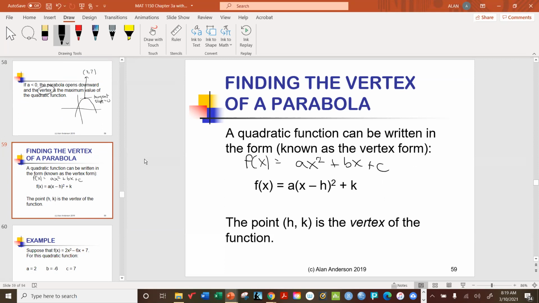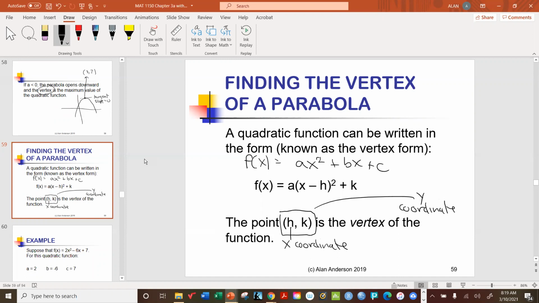So this is a point. It's written this way for a specific reason. H and k just represent the coordinates of the vertex. In other words, this is the x coordinate, and this is the y coordinate. The reason why they're using separate letters is to avoid confusing them with x and y.